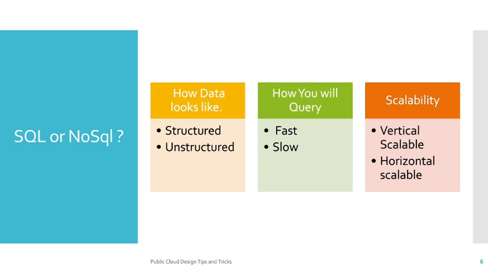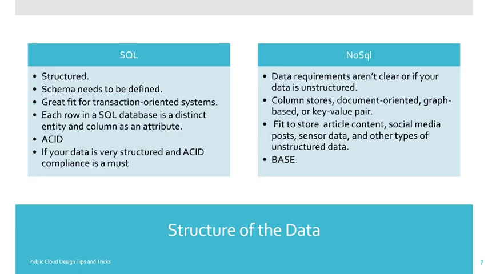How your data looks like, whether it is structured data or unstructured data. How you will query the data. Do you want a fast response time, or can slow also be compensated. Another is scalability. How much data do you want to be stored in your database, and whether your database is scalable enough to store the data or not. There are two types of scalability that you will find in database designing. One is vertical scalability, another is horizontal scalability. We'll talk about this in detail in the next slides.